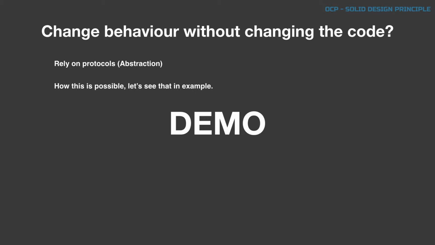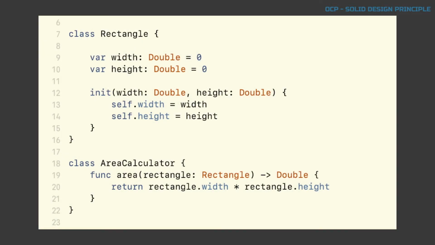So let's get in. In this example, you could see I have a class called area calculator. The sole purpose of that class is there is a function called area which takes a rectangle object and returns double. For rectangle area, we calculate by rectangle width, rectangle height, we multiply and return the area. So now I have a class rectangle, and the sole purpose of my area calculator is to calculate area.